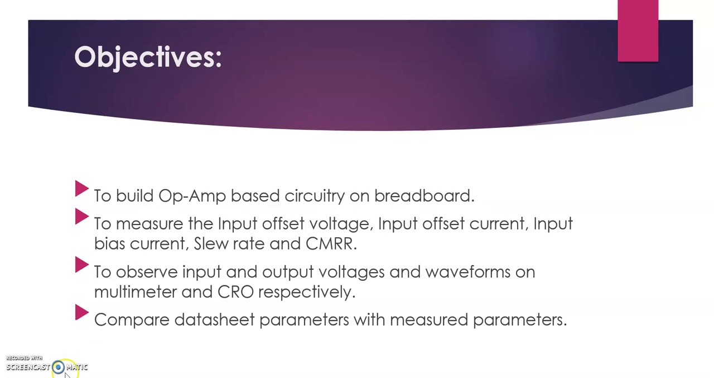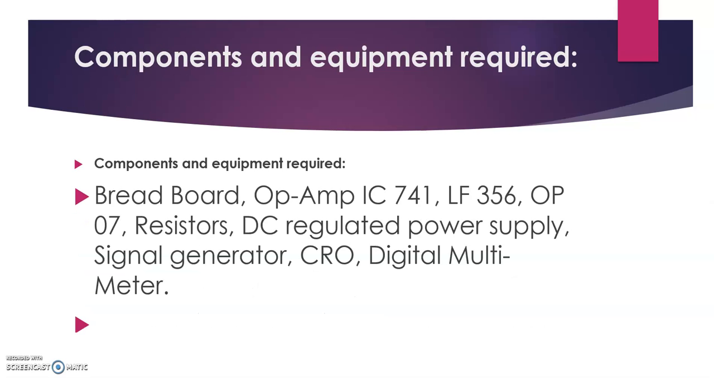Objectives of this experiment are to build op-amp based circuitry on the breadboard, to measure the input offset voltage, input offset current, input bias current, slew rate and CMRR, to observe input and output voltages and waveforms on the multimeter and CRO respectively, and to compare the datasheet parameters with the measured parameters. For performing this experiment on the hardware, you require a breadboard, op-amp ICs 741, LF356, OP07, resistors, DC regulated power supply, signal generator, CRO and digital multimeter.